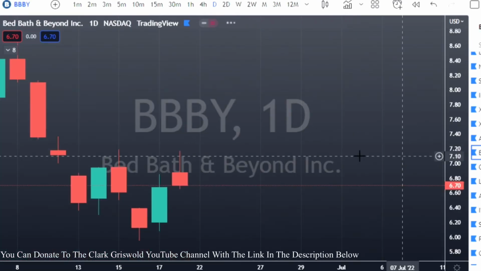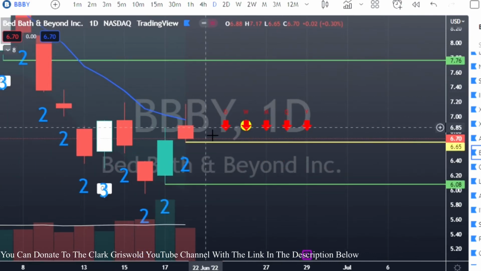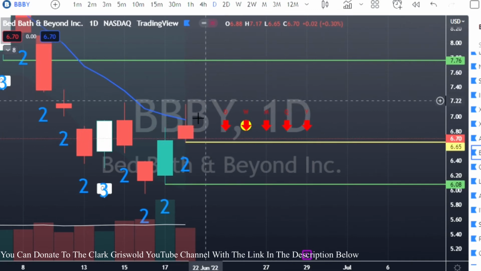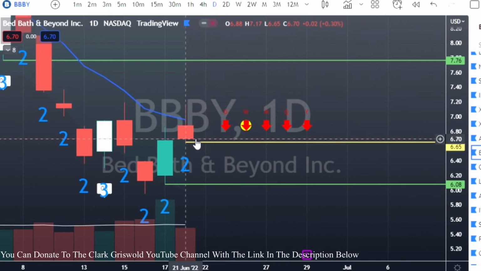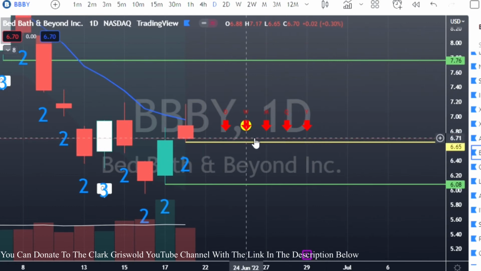BBBY is Bed Bath & Beyond, has a 2 up that finished red. And then we've got what we call a shooter candle. So we have this big long wick with this body at the bottom. We can call it an inverse hammer or a shooter candle. Okay, so we have the full time frame to the downside. And we have a 2 up that we just talked about. And again, we finished red. Okay, so we call this a failed 2. We finished red on the day. So we can look for puts on this one at $6.65.